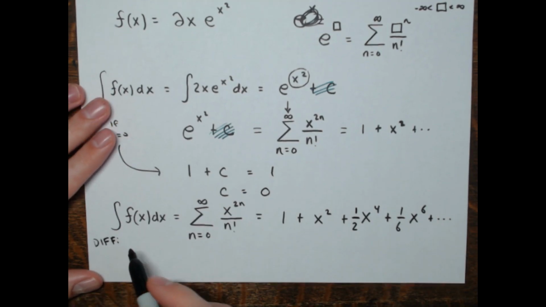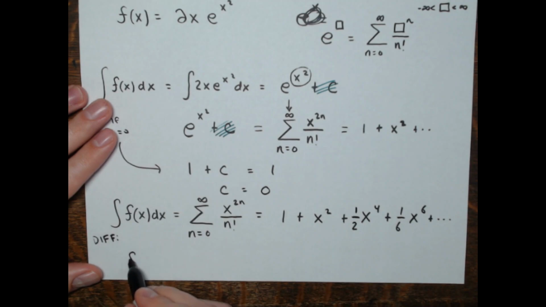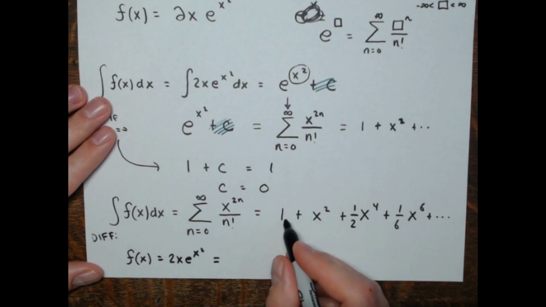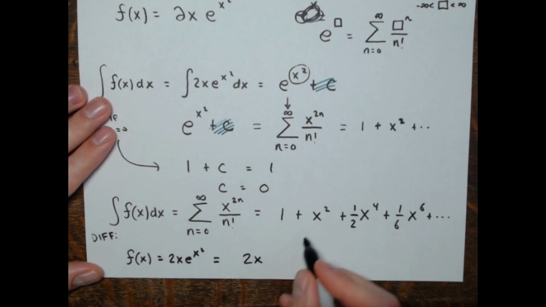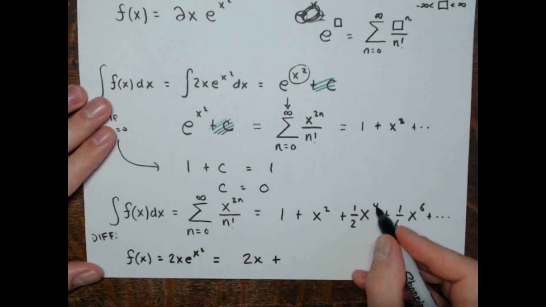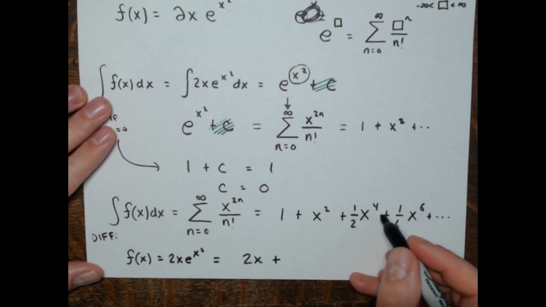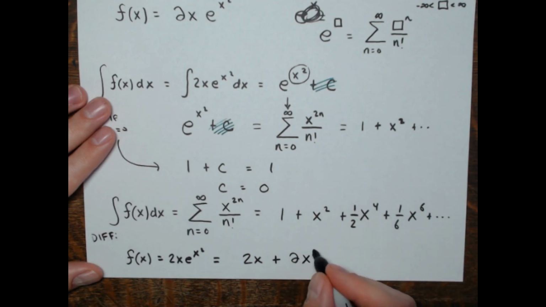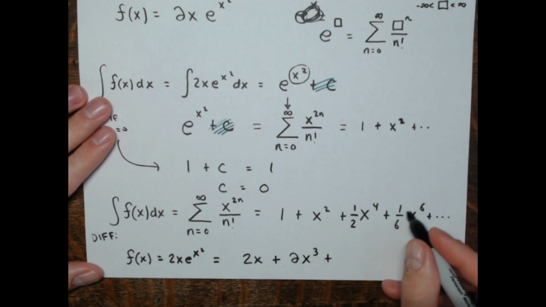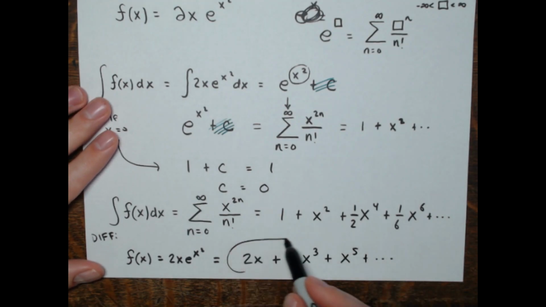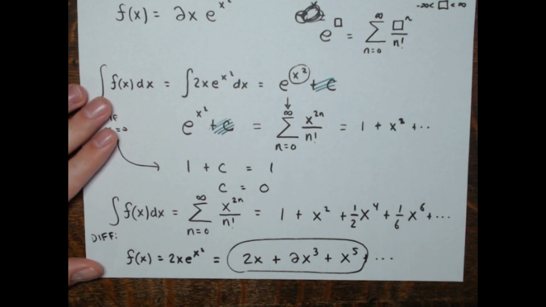The derivative of this integral will be our function, which is 2x times e to the x squared. And if I differentiate this term by term, the first non-zero term will be 2x, because the first term's a constant, so the derivative will be 0. So 2x plus half of 4x cubed, so 2x cubed, plus 1/6 of 6x to the 5th, so just x to the 5th. And there you go. Here's what they want, the first 3 non-zero terms of our series.